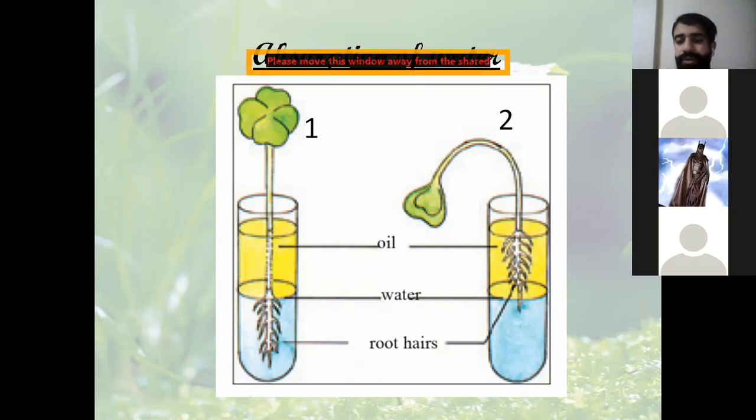It dies. Okay? So, what can you conclude about the structure responsible for the absorption? Which part of the root, specifically, is responsible for the absorption of water? The root hairs. Why? Because when they were placed in the water, the plant grew normally. When they were placed in oil, the plant died.